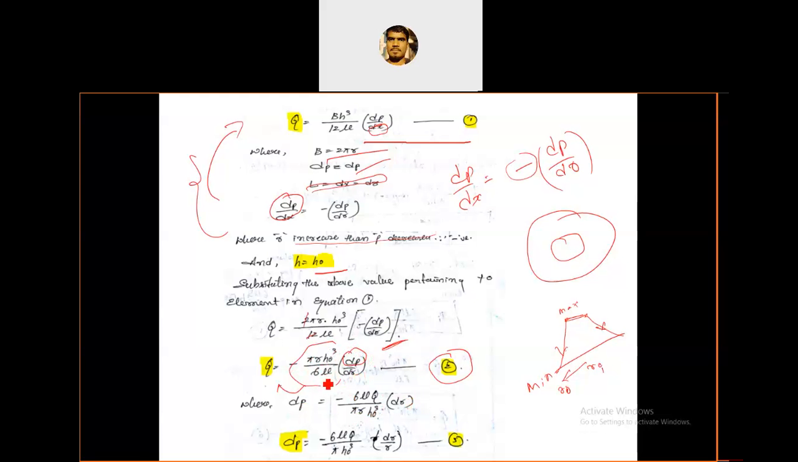What happens here is, if we shift this, it is in the numerator, it will shift to the denominator. Minus 6 mu Q divided by pi r H naught cube.